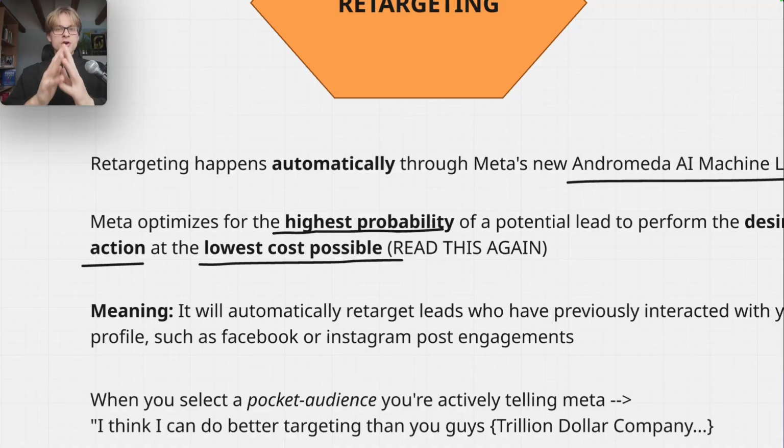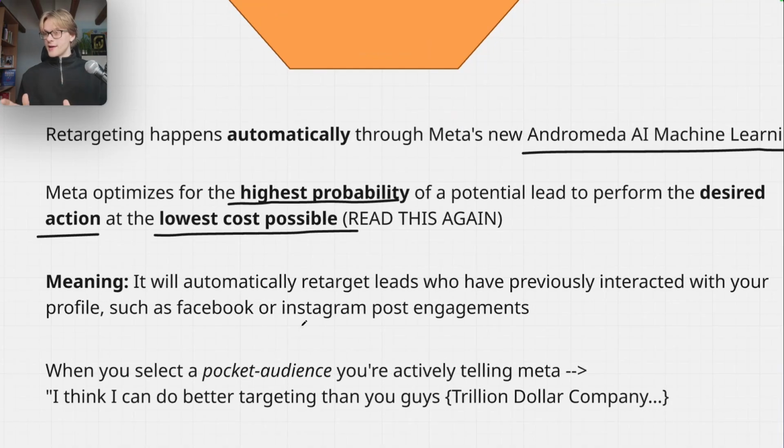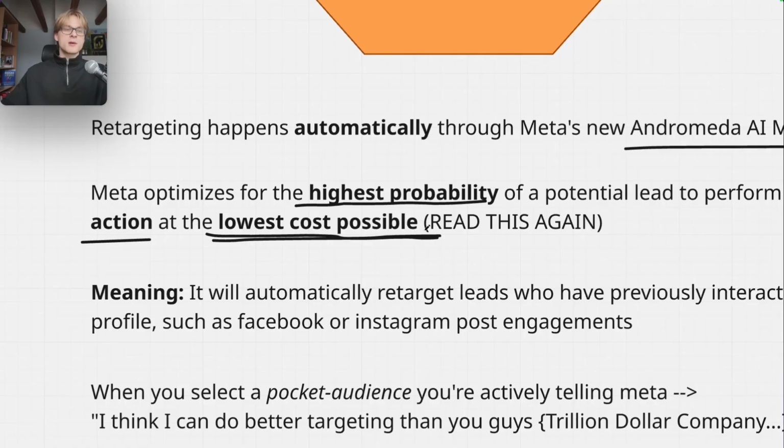So it will automatically retarget leads who have previously interacted with your profile, obviously, even if you go completely broad. Because these people have data points with your profile, they're more likely to convert. Meta knows all of this, right? They know that people out there who have engaged with your profile might be more likely. However, there might be a lot of people out there who haven't engaged with you yet, who are likelier to convert than some people of your retargeting audiences. So Meta does your retargeting automatically and still optimizes for the lowest cost possible when you go completely broad.